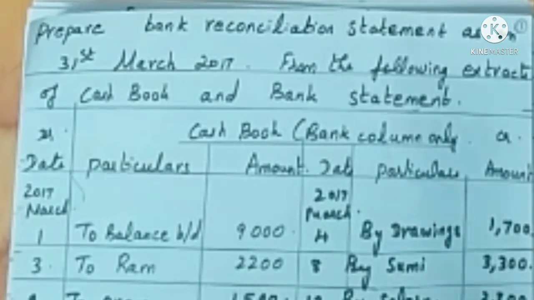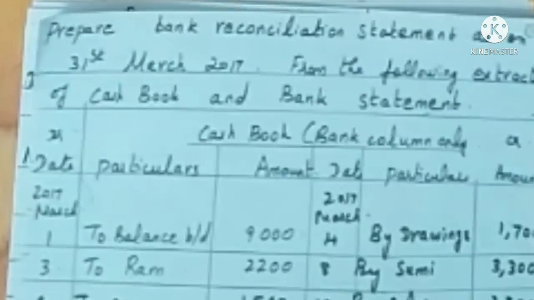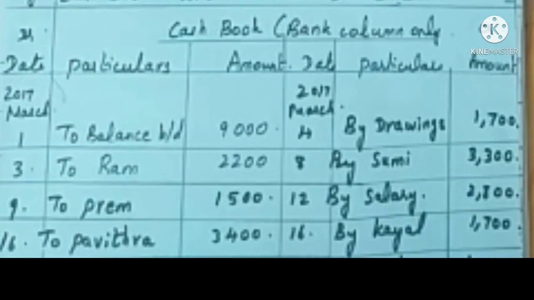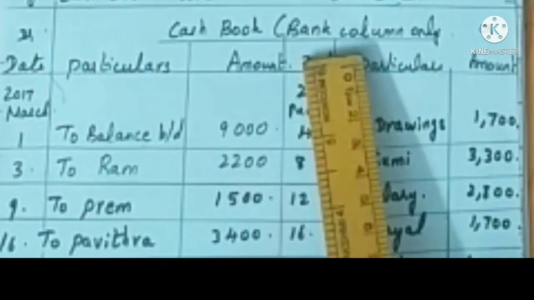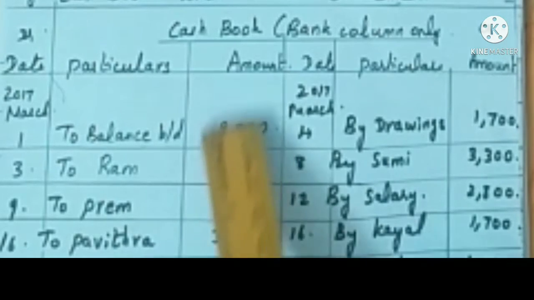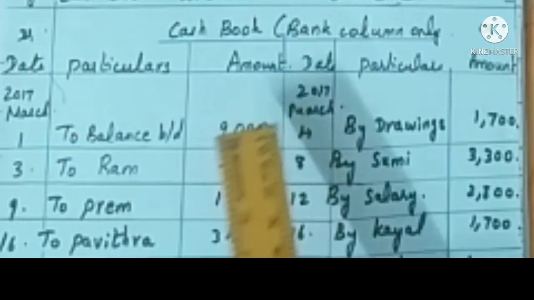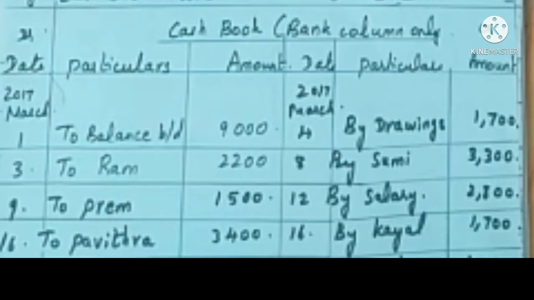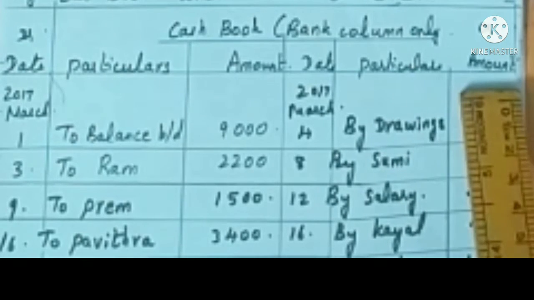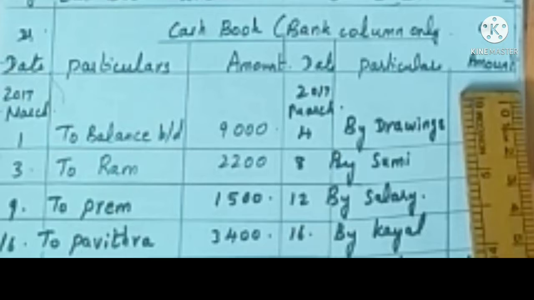In this problem, they have given the cash book and passbook. When the reasons for the differences in cash book and passbook balance are not given, in that case, we have to see the debit side of the cash book. What is debited in the cash book has to be credited in the passbook, and what is credited in the cash book has to be debited in the passbook.